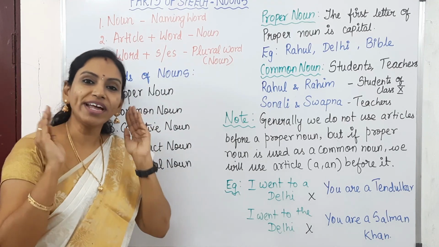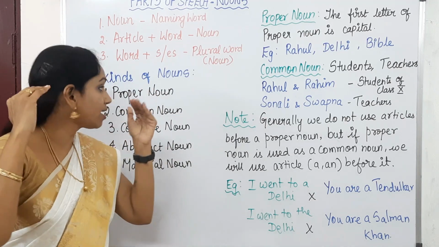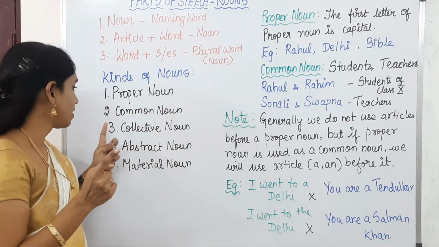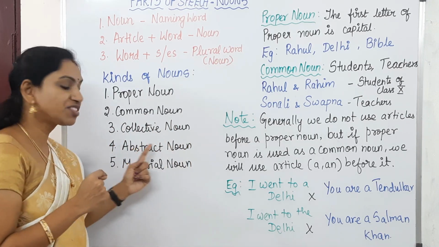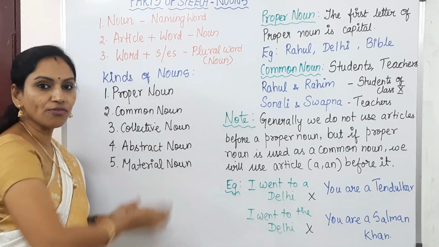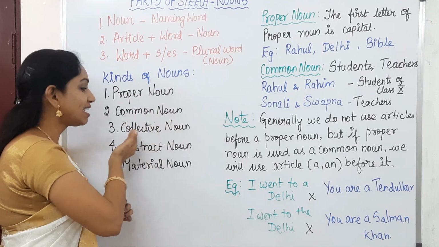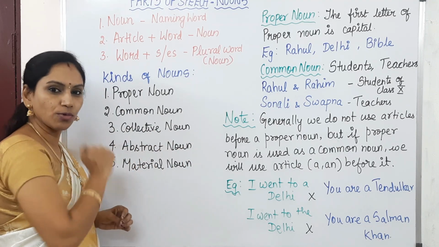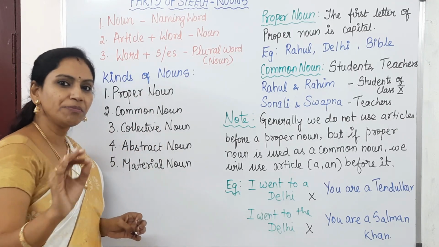Now let me tell you the kinds of nouns. Nouns are of five kinds. What are they? Proper noun, common noun, collective noun, abstract noun and material noun. These are the types of noun. Let us see each one with examples.